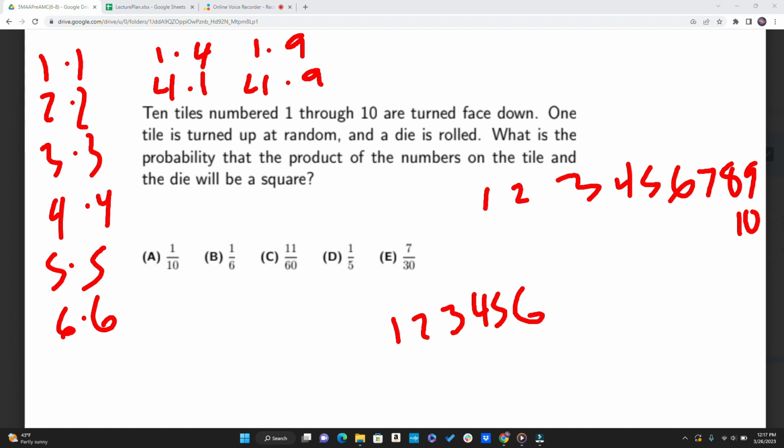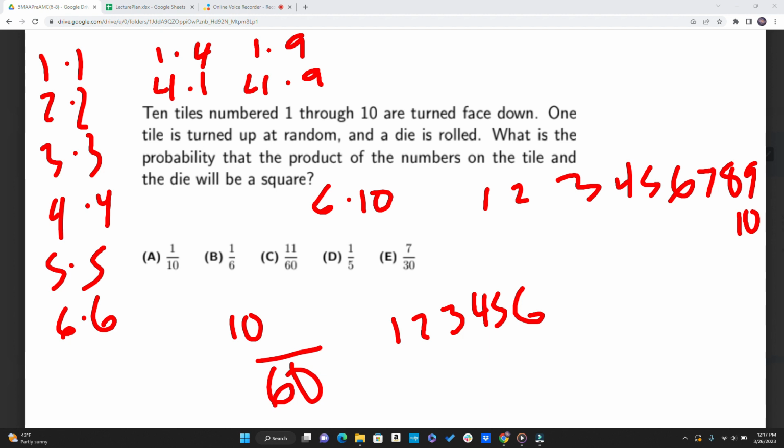And remember, how many combinations are there in total? There's 60, right? There's 6 choices for the dice times 10 choices for the tile. So that's out of 60. And right now we've counted 6, 7, 8, 9, 10 out of 60. Okay, are there any more? Are we missing any? Okay, well, there is one, and that one's the trickiest one to spot.